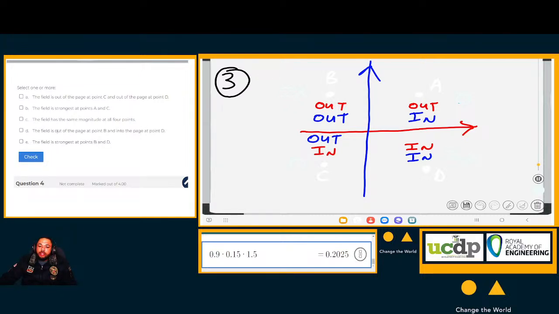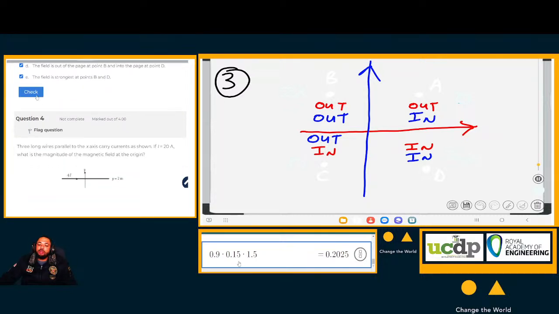And option D: the field is out of the page at point B and into the page at point D. Yes, it's out of the page at B and into the page at D, so D is correct. And E: the field is strongest at points B and D. That is also correct. E is also correct.